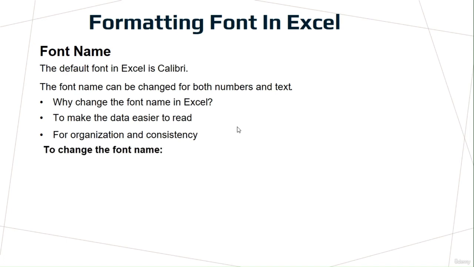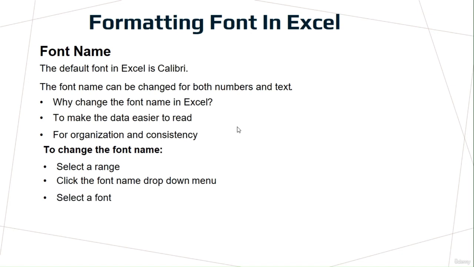Now, how can you change font name? To do that, simply select the range, then click font name in the drop-down menu. Then choose the name of the font you want to change to. There are several types of font name. We're going to look at that practically.